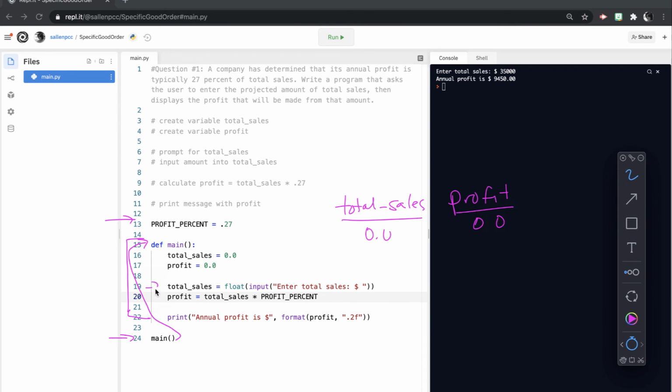And then I'm going to prompt the user to enter their total sales. If they enter 35,000, it will get placed into total sales. And then the profit will be calculated, and that'll be total sales times 0.27. So the profit will now contain 9,450. And then I'll print the message, annual profit is, with a dollar sign, and then format it to two decimals. You can see up here, two decimals. And then my program ends. So that's how a program is created from a problem and the sequence of execution.